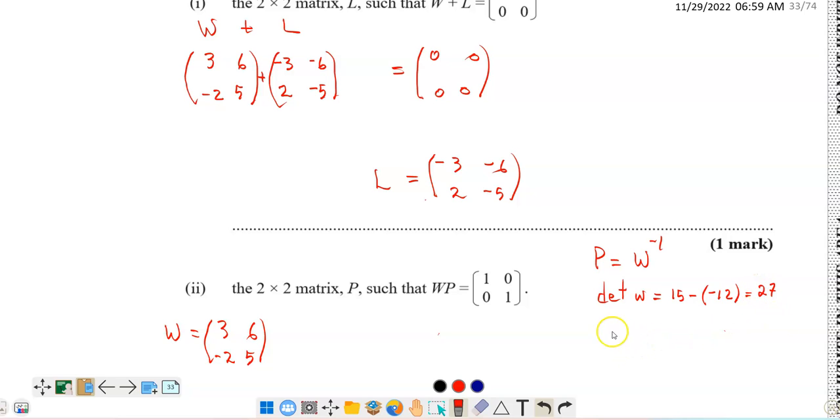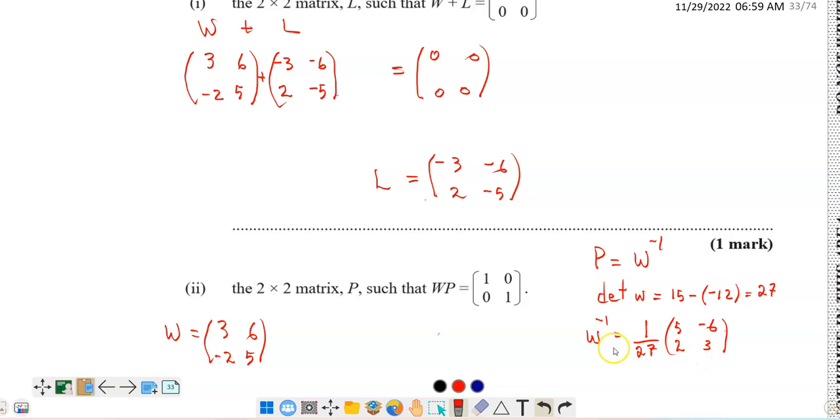Now the inverse is going to be 1 over the determinant. So W inverse is 1 over the determinant, which is 1 over 27 there, times, we're going to do a few things here. First, we interchange the elements in the leading diagonal. So here we're going to have 5 and then 3. And then the elements in the non-leading diagonal, we multiply them by minus 1. So minus 1 times 2 gives us positive 2. And minus 1 times 6 gives us minus 6.